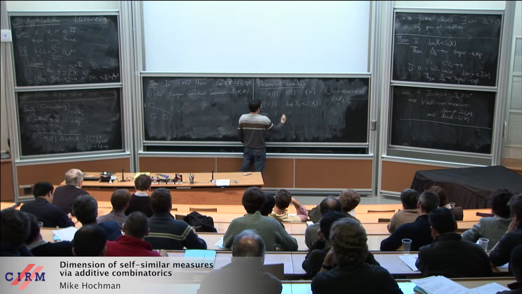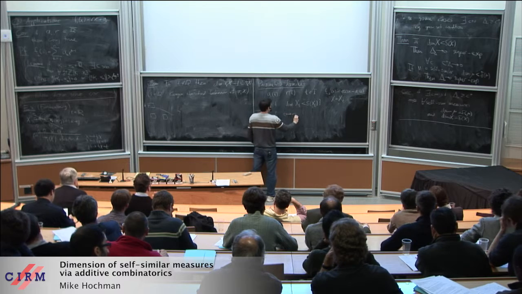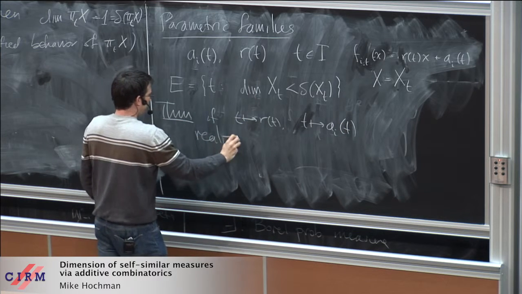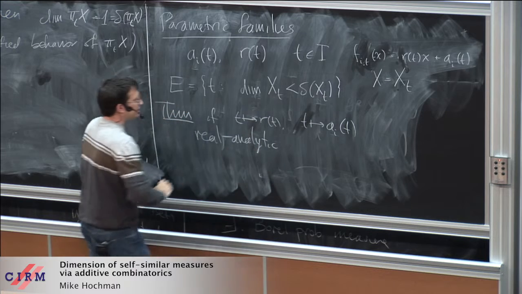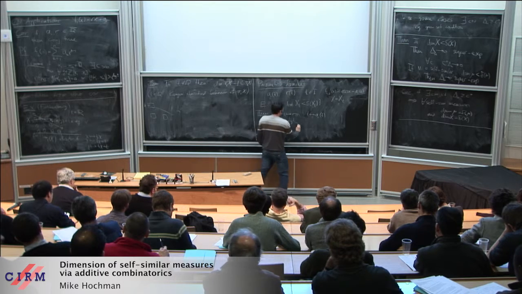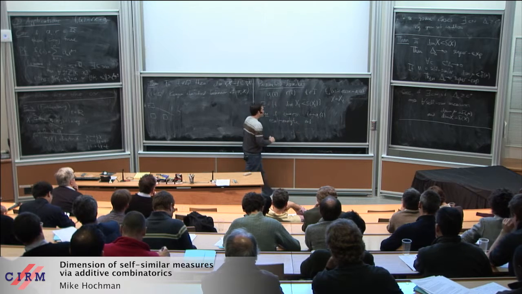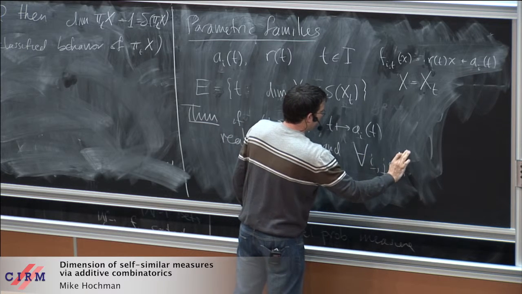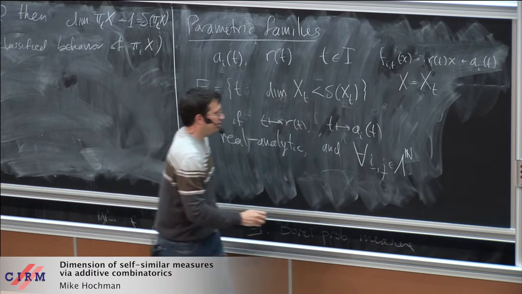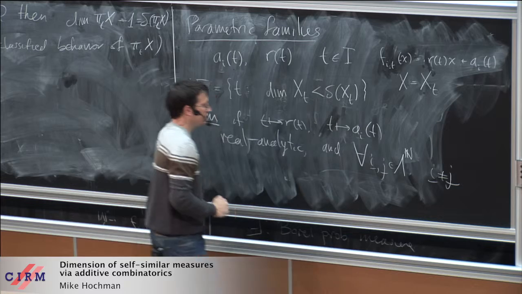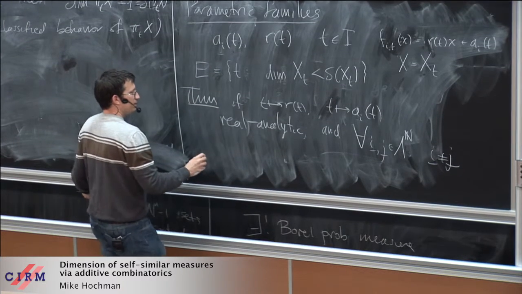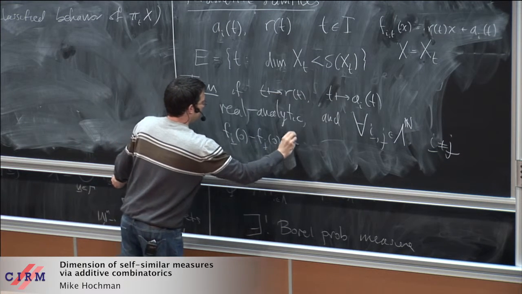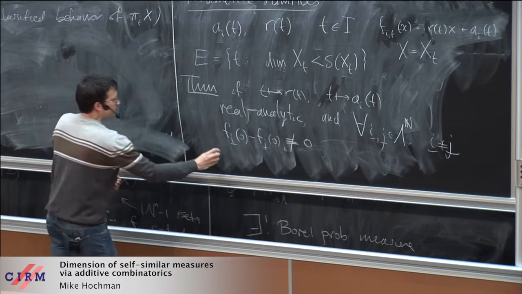It tells you that if the maps t goes to r(t) and t goes to a_i(t) are real analytic, which covers basically any case that you want to think about, and if there's a non-degeneracy condition: for any two distinct infinite sequences I and J in Λ to the integers, if you look at f_I(0) minus f_J(0), this is not constantly equal to 0. So what is f_I(0)?